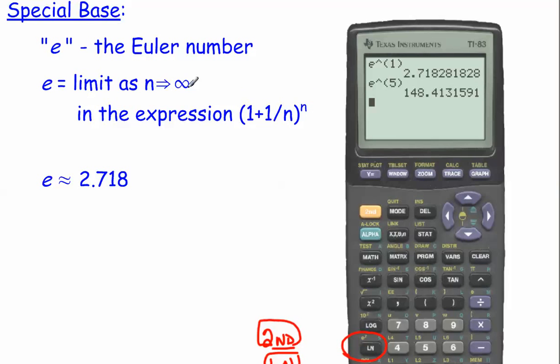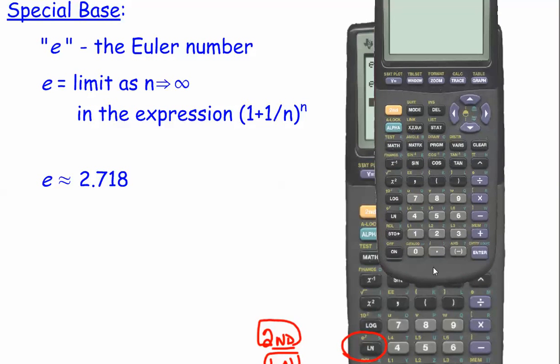Okay, so n going to infinity means we're going to let n get bigger and bigger and bigger. Well, as that happens, 1 divided by a bigger and bigger number makes this go to almost 0. So you're taking this 1 plus a little bit to some huge number. It's going to be greater than 1, but how much greater? Well, it turns out it's approximately 2.718, and I want to show you.